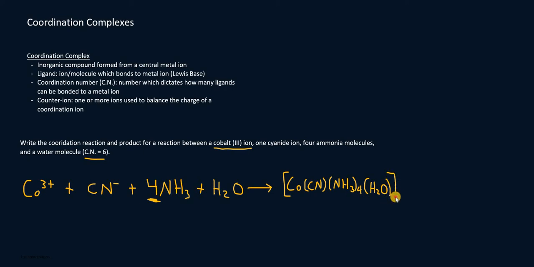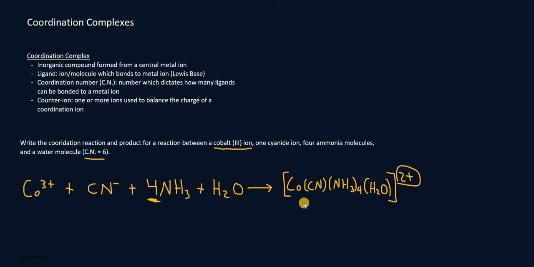And then that's our last ligand, so we'll close the bracket. But now we have to worry about the overall charge. To calculate the overall charge, just add up the charges in your reaction. We start with a +3 charge, and then the cyanide has a -1 charge, so we subtract 1, and then ammonia and water are both neutral, so they don't really contribute. So really all we're worried about is this +3 and this -1. Well, 3 minus 1 is 2, so our charge is going to be 2+. That's your overall charge for your coordination ion.